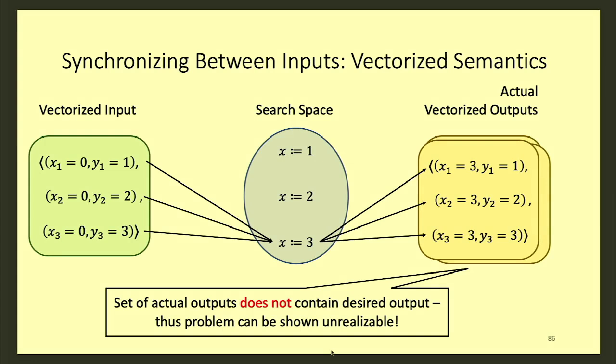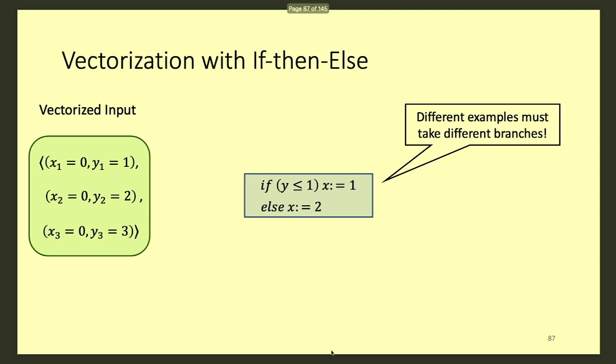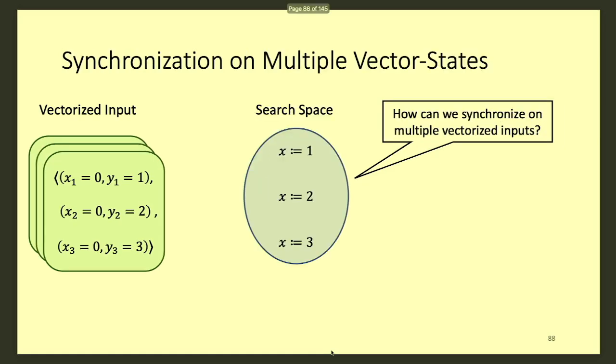Now, we do use vectorization as the solution to the synchronization problem in unrealizability logic, but since vectorization requires moderate changes to the semantics of programs, there are several issues that vectorization also brings up itself. For example, if you're doing vectorization with if-then-else, then you need to ensure that different examples inside a single vector take different branches.